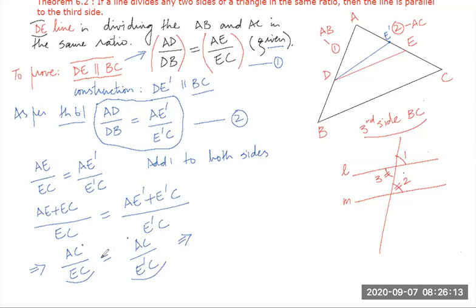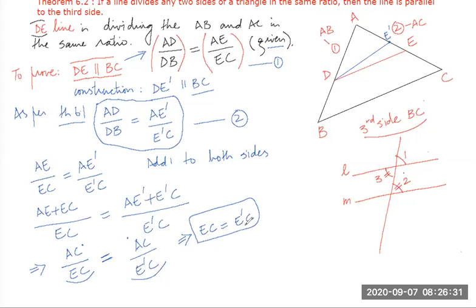See, there is an equal to sign. The numerator is equal: AC is equal to AC. The denominator should also be equal. That means EC is equal to E dash C. Can any student understand what is the meaning of this mathematical statement?